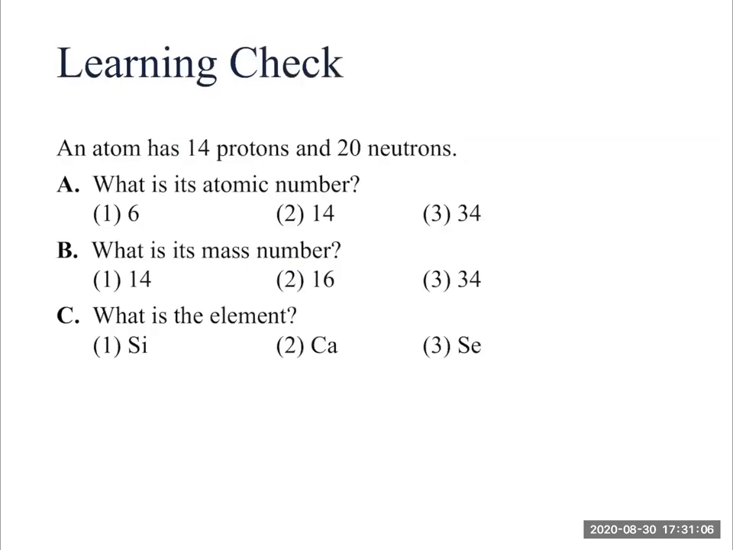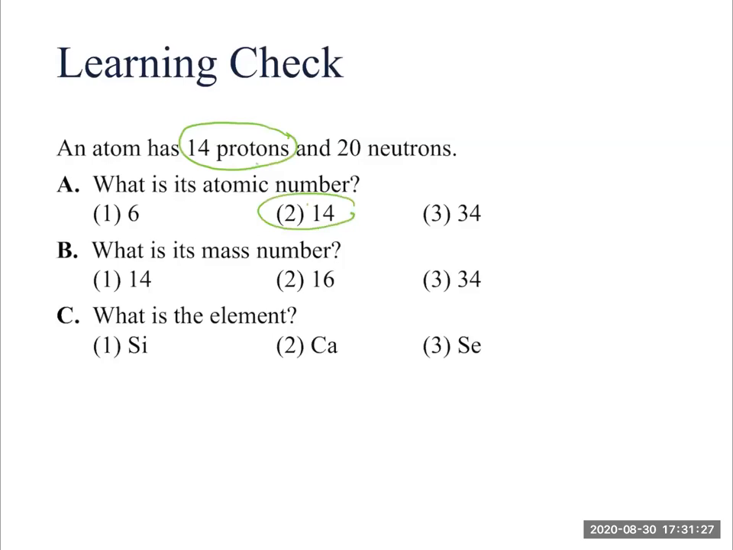Here's another one. It says 14 protons and 20 neutrons. So look at the periodic table and look at atomic number 14. That will tell you which element we're talking about. So what is the atomic number? It has to be 14 because protons and atomic number are the same thing.